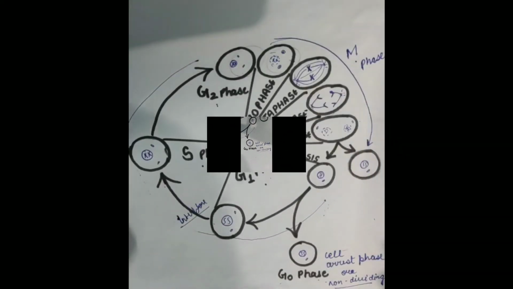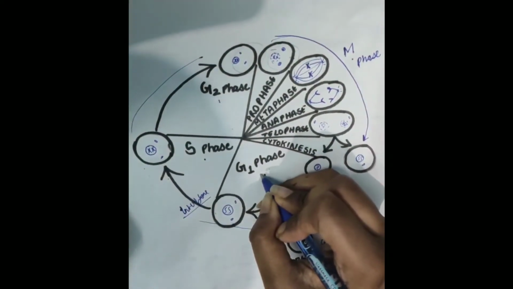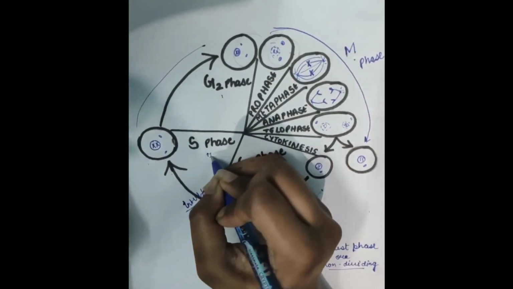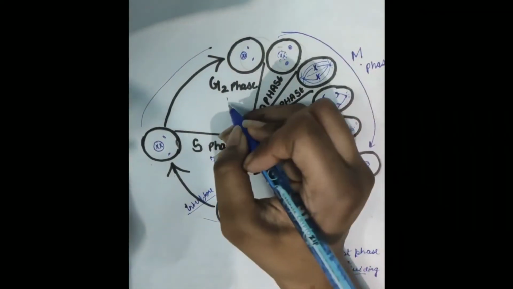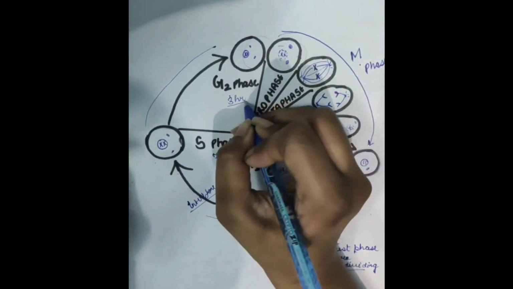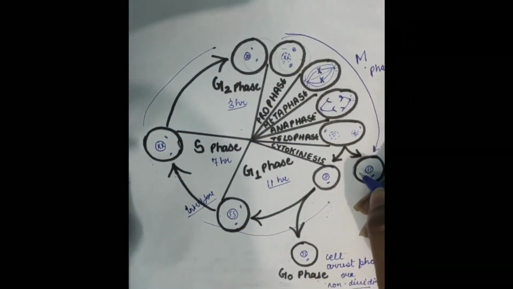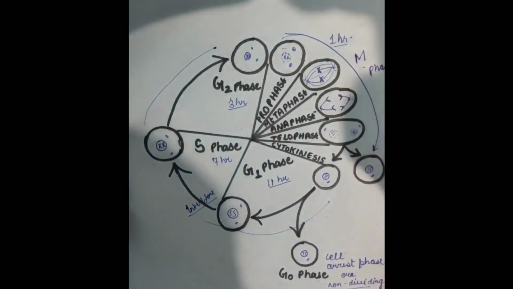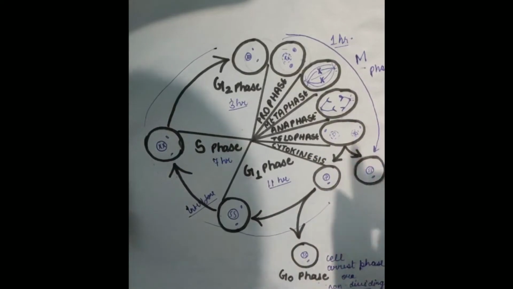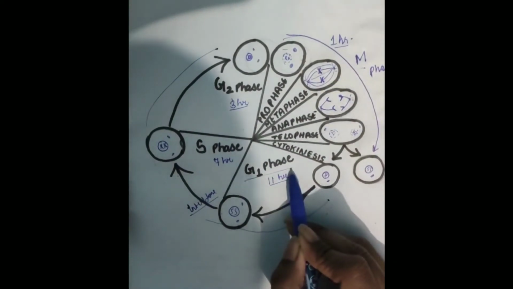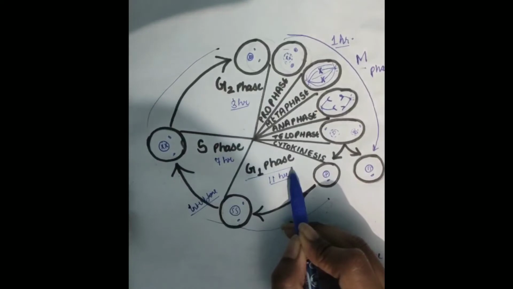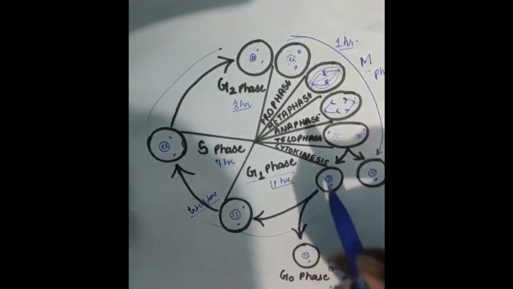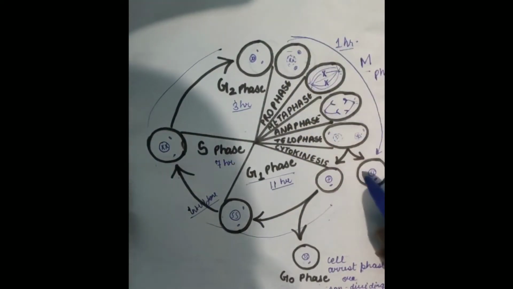Okay, now basically the G1 phase lasts for 11 hours, the S phase lasts for 7 hours, the G2 phase lasts for 3 hours, and the complete M phase lasts for only 1 hour. So the longest phase of the cell cycle is the G1 phase, in which the cell grows and duplicates all its cell organelles, and the shortest phase of the complete cell cycle is the M phase.